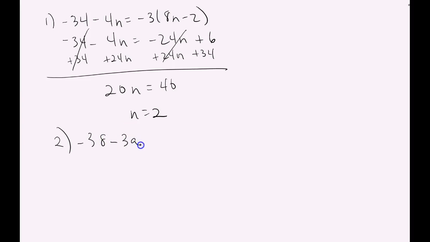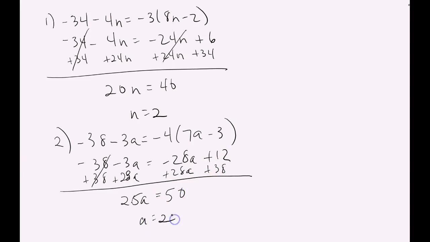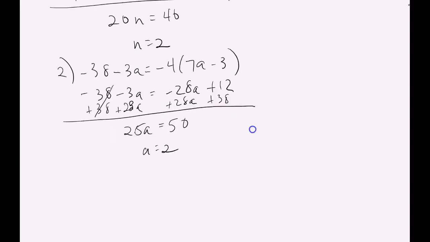We can always talk about things in tutorials as well if you are doing the tutorials with me this week, okay? So same idea here. I'm going to distribute. Then I'm going to start moving people around. So let me add you to the other side. And that would give me a 25A. And then let me go ahead and add this 38 to both sides. That's gone. And now I've got a, is that a 50? So A is 2. Well, that's boring. Number 1 and 2 are the same thing.